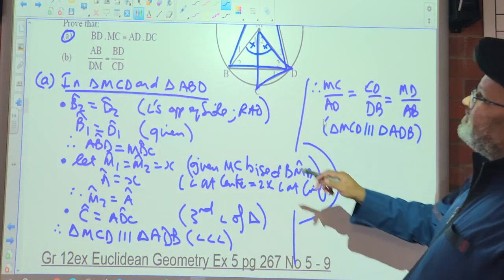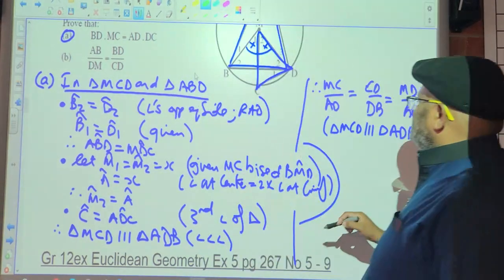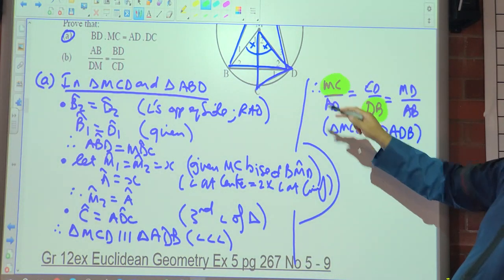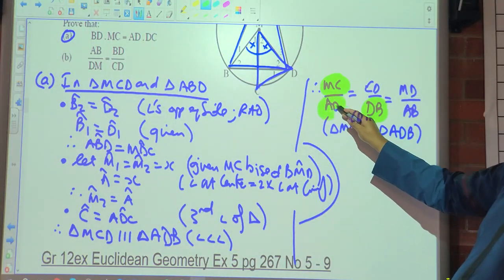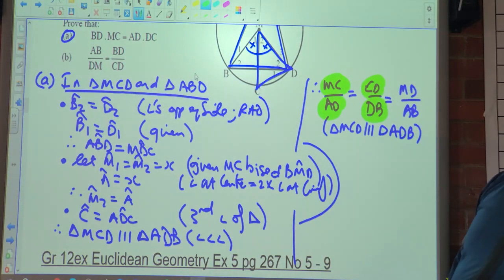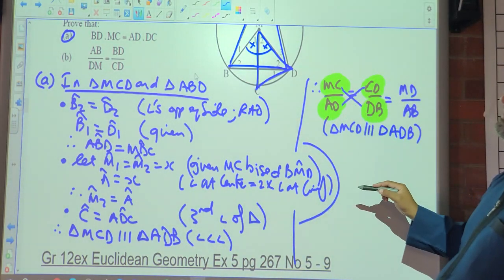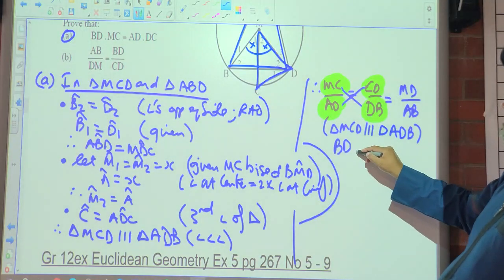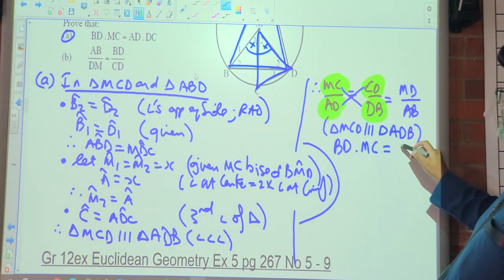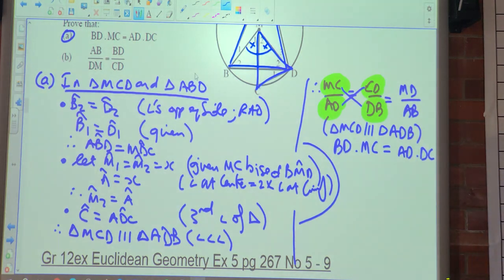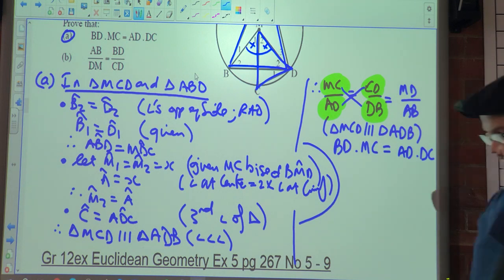So what do they want? They want BD and MC, and they want AD and BC, exactly like we have it. So what do we say? We just need to cross multiply. So BD times MC is equal to AD times BC. Okay? And that's what they want. More than 6 marks, 6 or more. Okay.